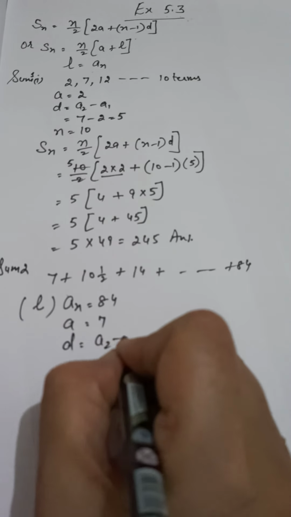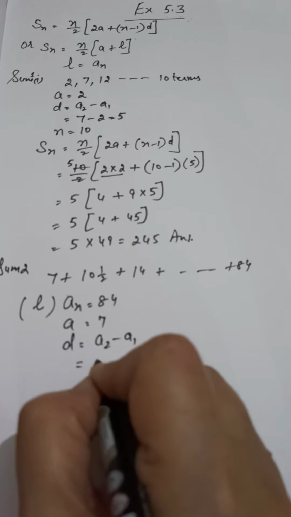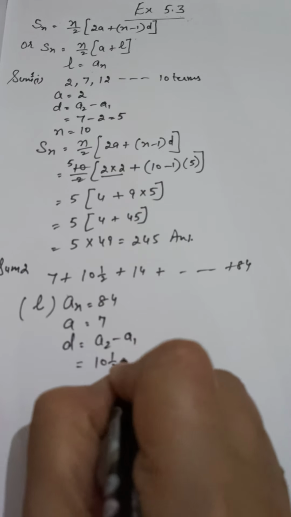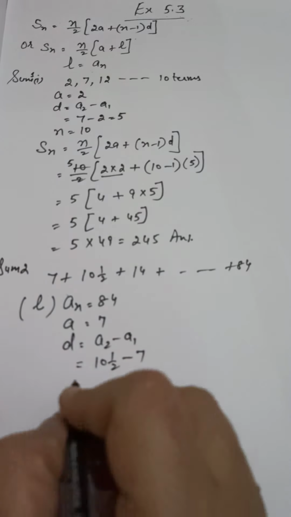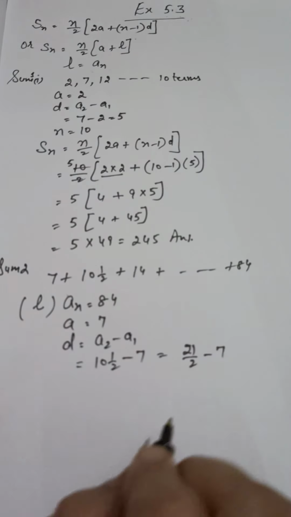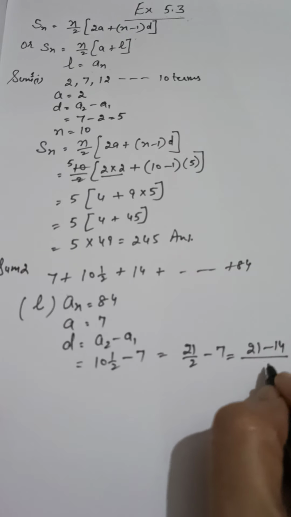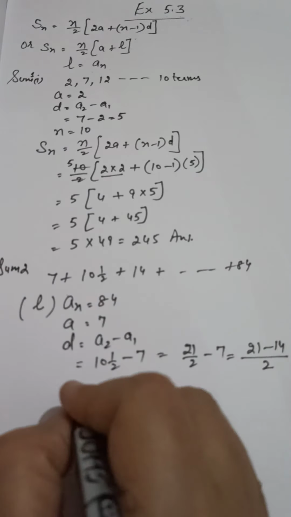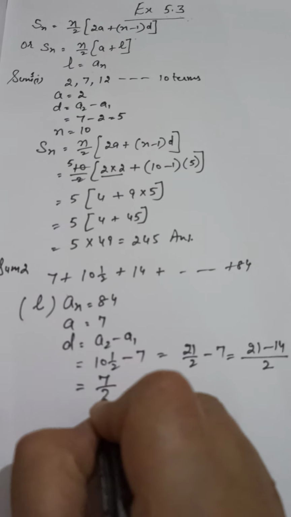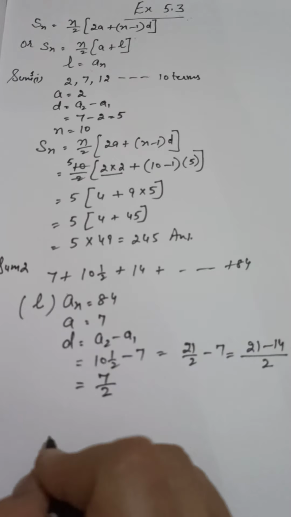d is equal to a2 minus a1. That means 10 and a half minus 7. It means 21 upon 2 minus 7. It means (21 minus 14) upon 2. So that is equal to 7 upon 2. That is d.